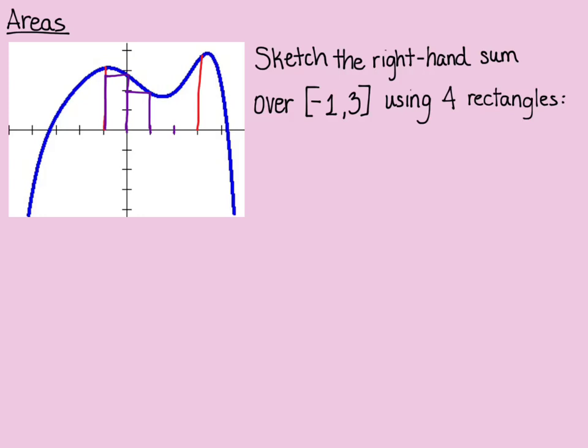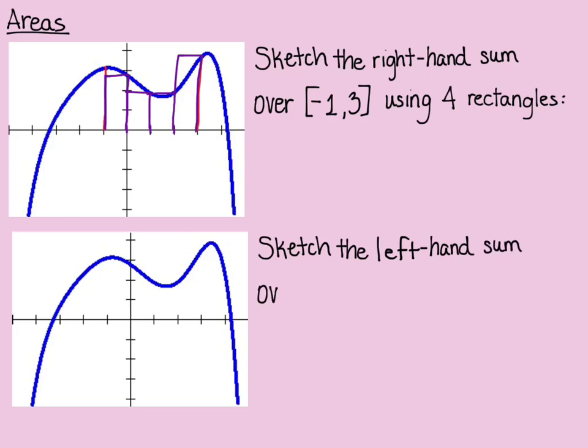For the third rectangle, the x value is at x equals 2. I trace up again until I hit the curve and draw it to the left. And for the fourth rectangle, this right endpoint is at x equals 3, so I trace up until I hit the curve, and then trace over to the left. So this is my final answer. This is the right-hand sum over the interval from -1 to 3 using 4 rectangles.